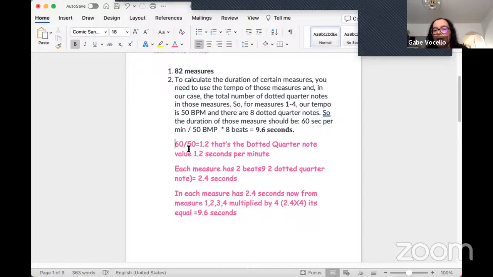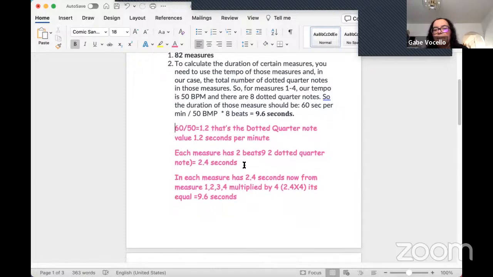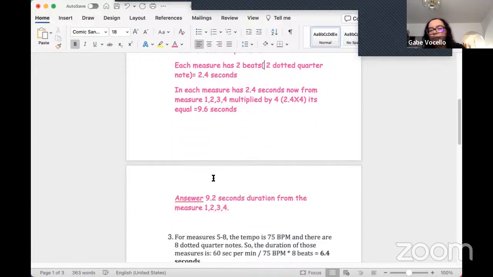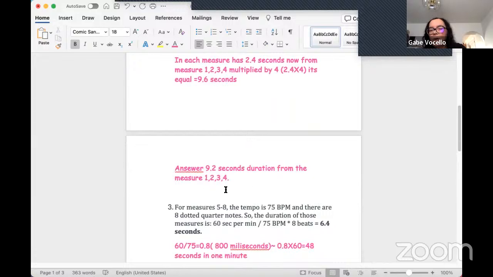First we have 60 divided by 50, that's 1.2. That's the value per beat. So 1.2 seconds per beat. Each measure has 2 beats, so 2 beats per measure. So 2.4 seconds. Each measure has 2.4 seconds. Now for measures 1, 2, 3, 4, multiplied by 4 is equal to 9.6 seconds. So the duration of measures 1, 2, 3, 4 is equal to 9.6 seconds.